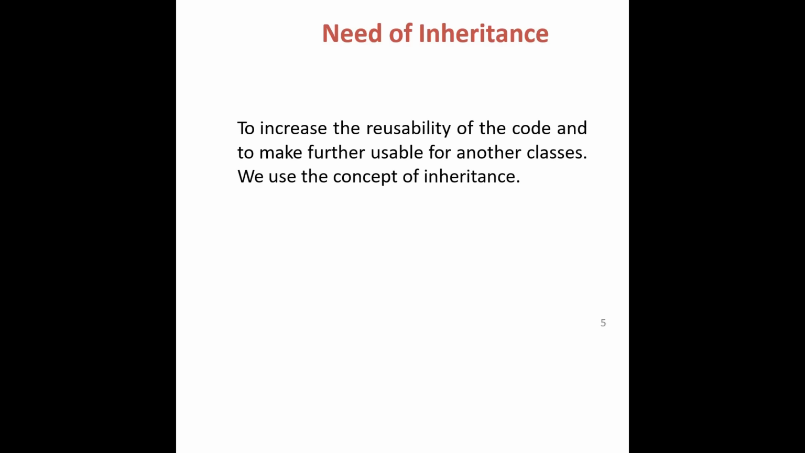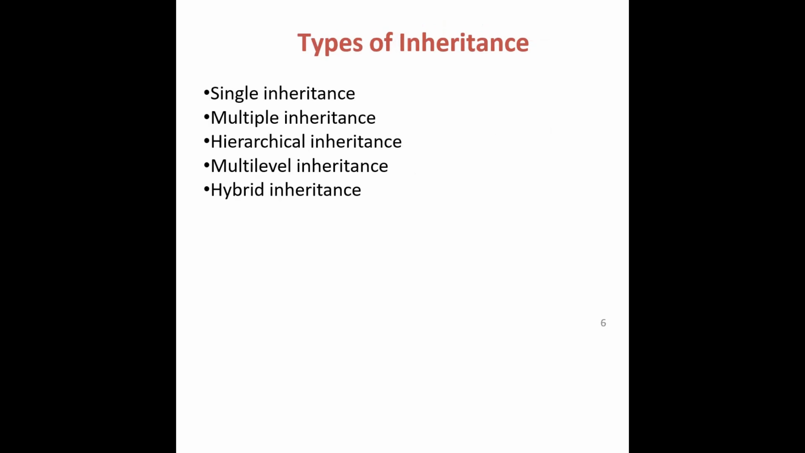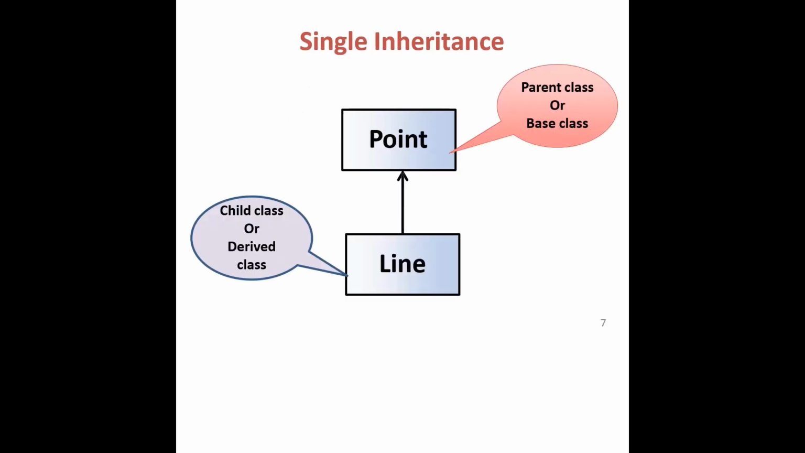Need of inheritance. To increase the reusability of the code and to make it usable for other classes, we use the concept of inheritance. There are five types of inheritance. First is single inheritance. Then next is multiple inheritance. Third is hierarchical inheritance. Fourth one is multi-level inheritance. Fifth is hybrid inheritance. We'll discuss all these types of inheritance in detail.